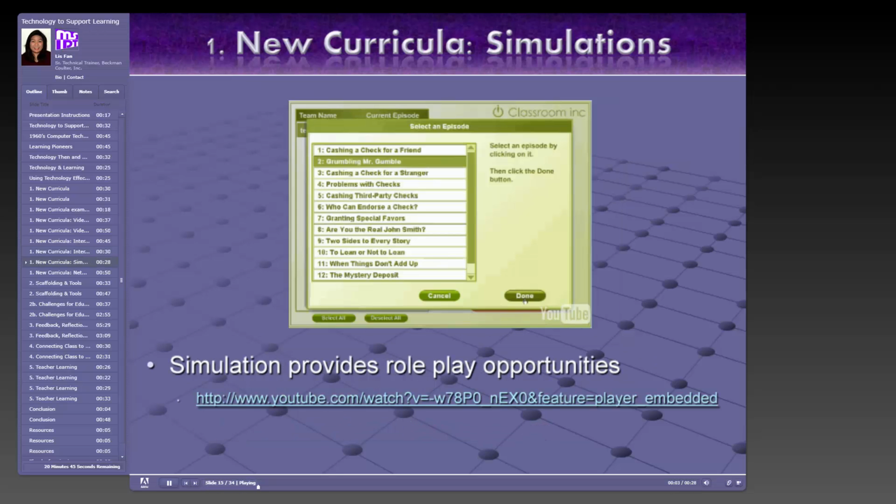A popular simulation example is Classroom Inc.'s banking simulation. This simulation provides role-playing opportunities for learners to understand the knowledge and skills needed to perform banking duties without breaking the bank. To view a brief video of the simulation, please click on the provided hyperlink.